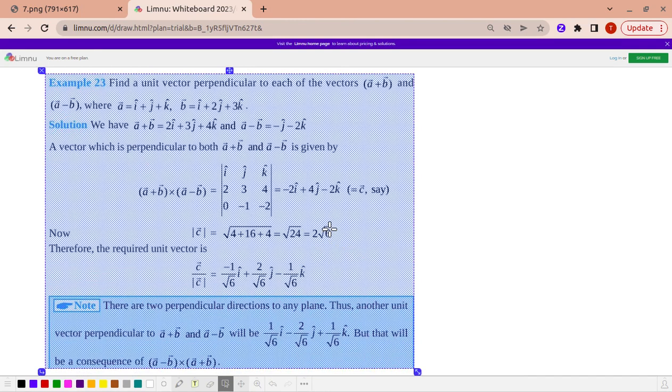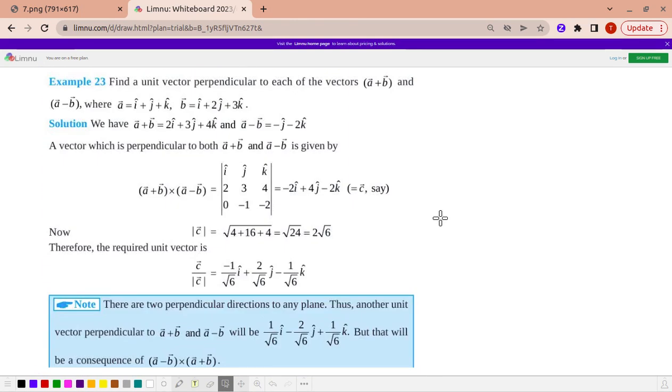So the question here is to find a unit vector perpendicular to each of the vectors a plus b and a minus b, where both the vectors a and b are represented in the component form. First we find a plus b and a minus b. Now recall I said earlier that if we have a vector p and another vector q, and we need to find a vector perpendicular to both p and q, it is nothing but the vector p cross q.